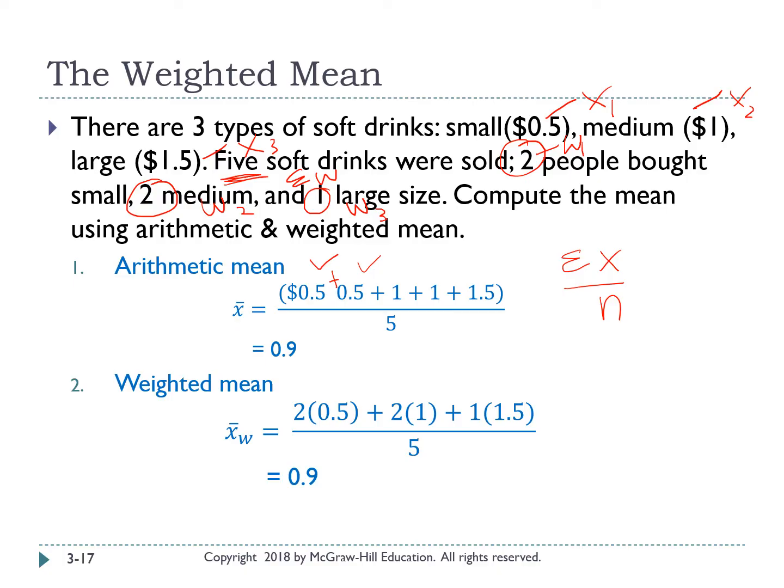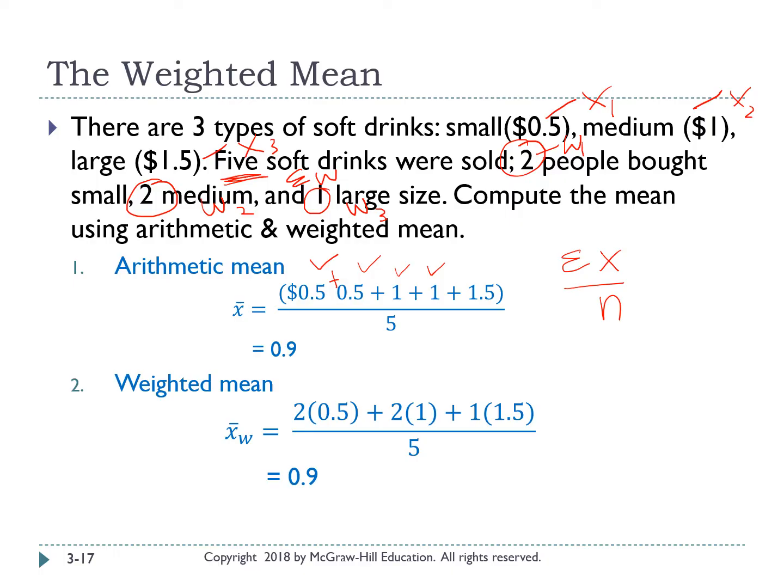And then 2 people also bought medium, with the price of $1. So you have $1 here, $1 here. And the last, one person bought the large size, and you have to plus 1.5. So sum all of these observations, then divide by n, which is 5. So you will get 0.9. Okay, so this is your arithmetic mean.